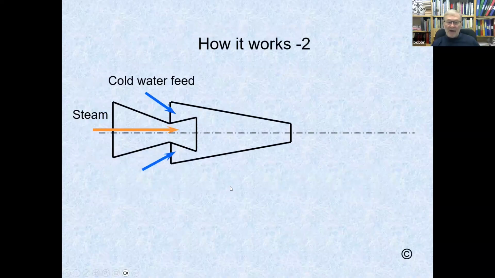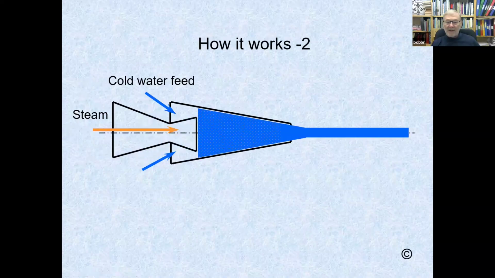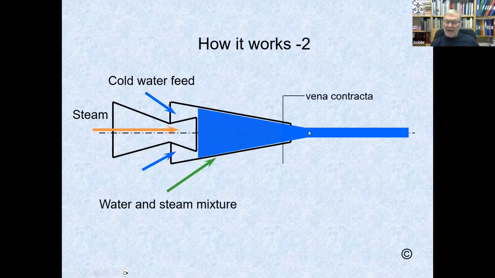So here's steam, here's the cold water, and the cold water condenses the steam. The steam has a high velocity, which we saw before, anything up to 3 times the speed of sound. And it's the v squared which is doing the work. So it's a big impulse on the cold water, accelerating it through the nozzle. By the time it comes out here, it's still traveling very fast, and it has a vena contracta and an outlet velocity.